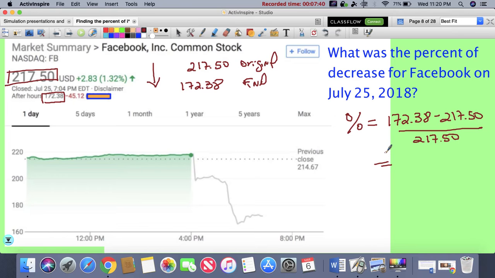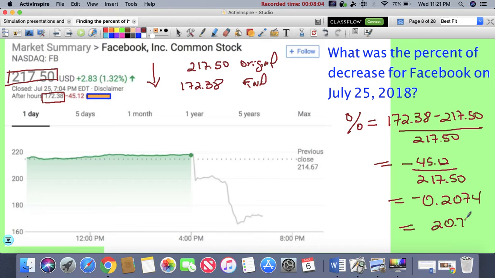172.38 minus 217.50 equals negative 45.12, which we now have to divide by 217.50, and you're going to get negative 0.2074, and we're going to change that to 20.74%. But that's negative. So why is a negative sign there?